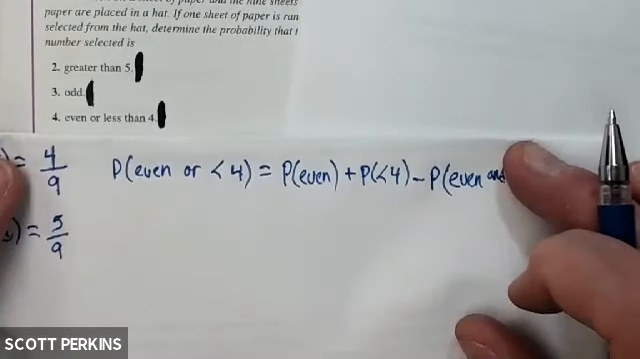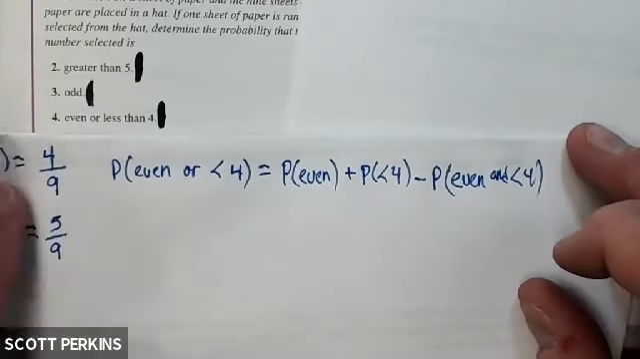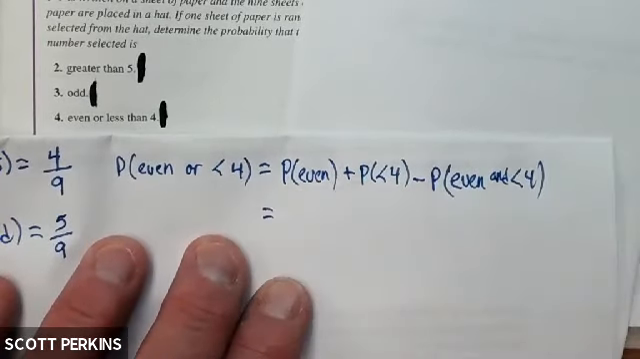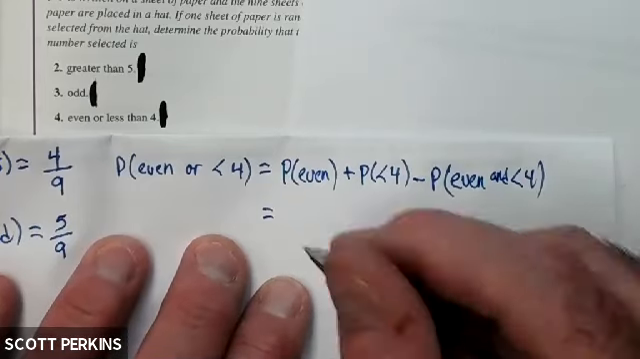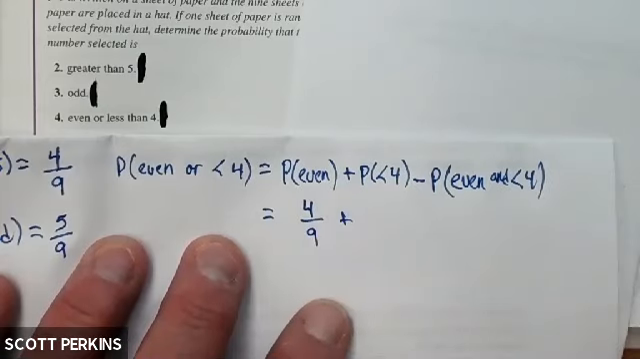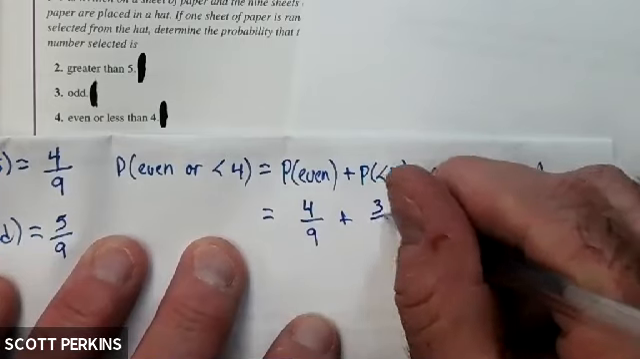Okay, so this is the OR event. This is good to remember. Now we can break it up into these simple events. The probability that I pick an even number is, so we've got 2, 4, 6, or 8, so 4 out of 9. The probability it's less than 4 is 1, 2, 3, so 3 out of 9.